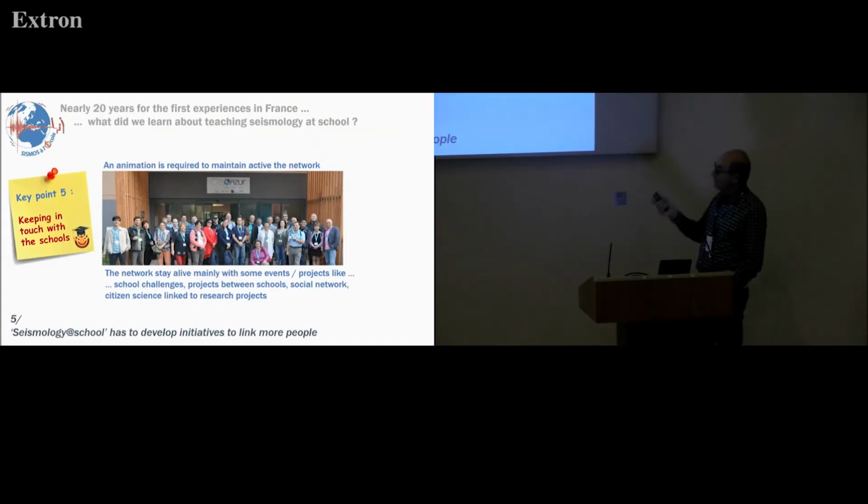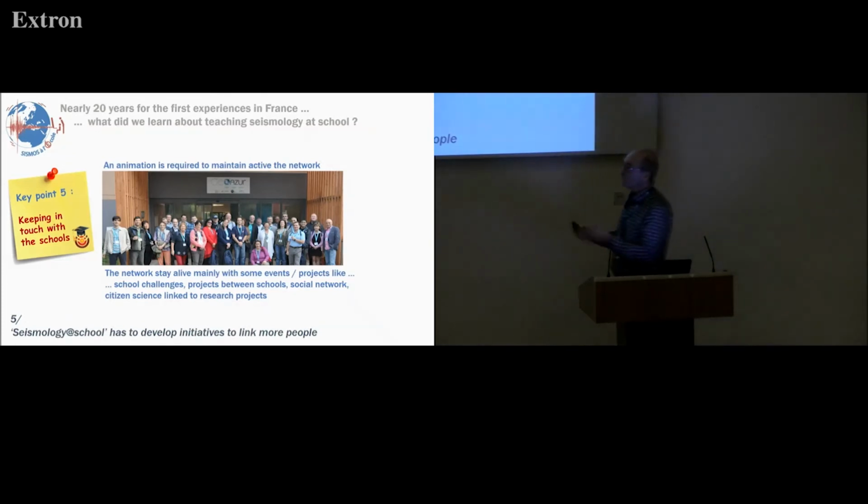The fifth key point is that the teacher needs to share ideas, because each school is working alone. Sometimes they are in contact, but the workshop can help to share things.